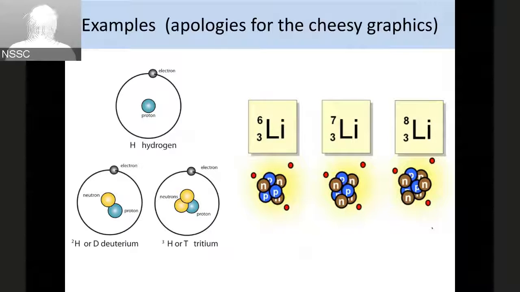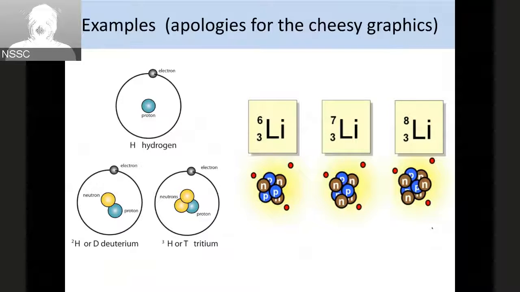You have ordinary hydrogen, you have deuterium, which is a proton plus a neutron, and tritium, a proton and 2 neutrons. Both of these are hugely important to nuclear power and nuclear weapons, in the history that you're going to hear about from Professor Knott. There's more cheesy graphics.